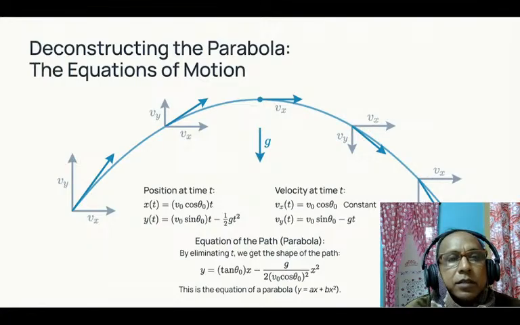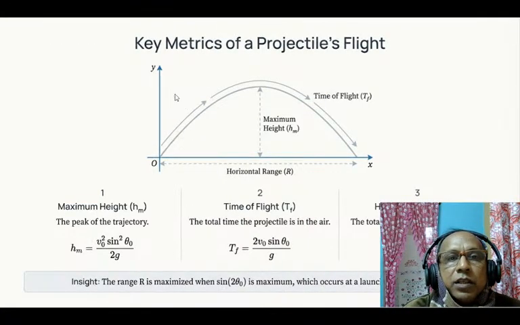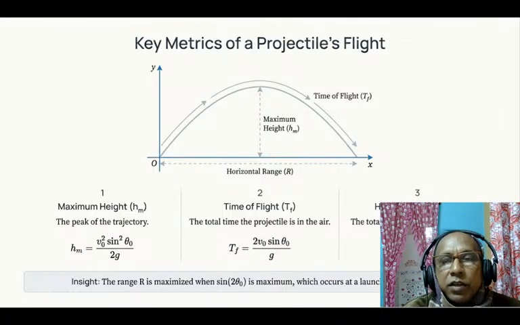Now the next thing is key metrics of a projectile's flight. You see, this is the maximum height, this is the horizontal range, and this is the time of flight. These three things we need. Maximum height, the peak of the trajectory: HM equals V0 square sin square theta0 by 2g. Time of flight, the total time the projectile is in the air, is 2 v0 sin theta0 by g. And horizontal range, the total horizontal distance covered, equals v0 square sin 2 theta0 by g.